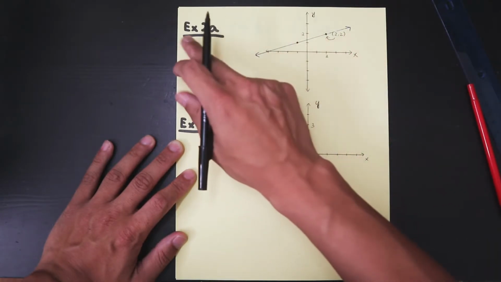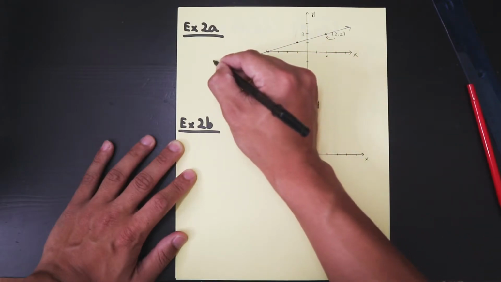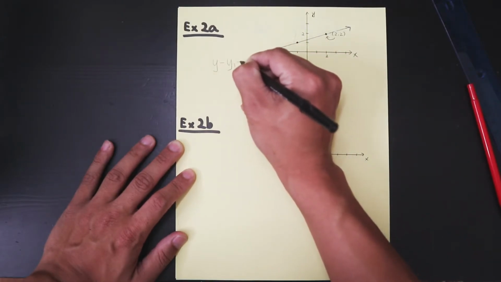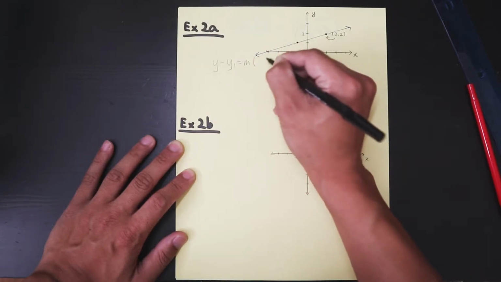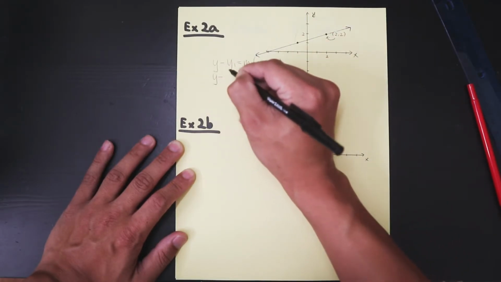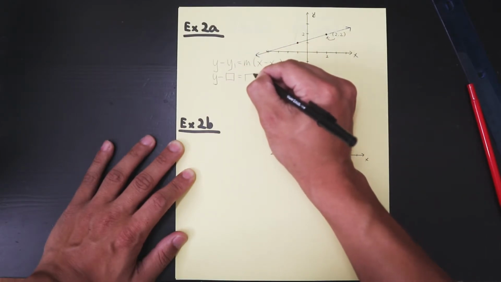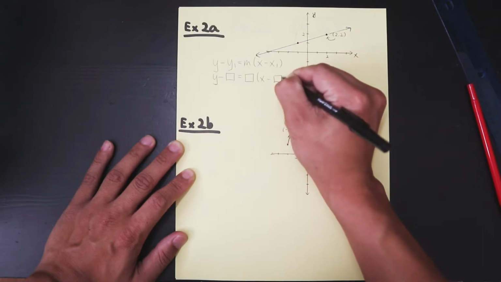So first, in order to write an equation of a line, we first have to write the formula for the point slope form, which again is y minus y sub 1 is equal to m times open parentheses x minus x sub 1. And then from there, we're going to replace the y sub 1, m, and x sub 1 with 3 boxes like this, okay?